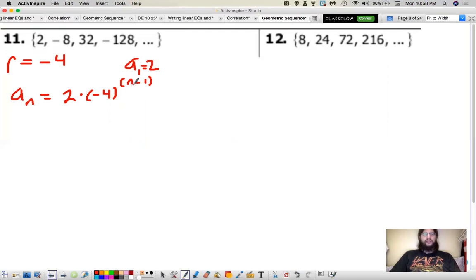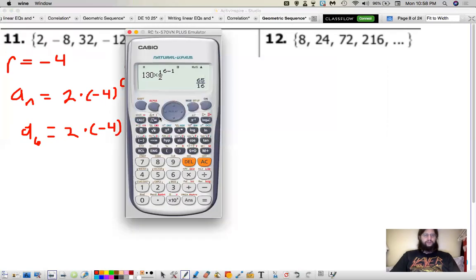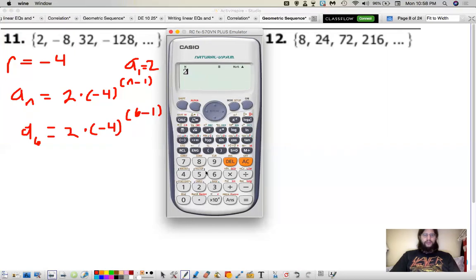And if this is an even number, it should be positive. But if we type an even number without these parentheses, it will be negative. So make sure with those parentheses, negative. Just put them all the time. Just be safe. They don't hurt, so just use them. Two times -4 raised to the 6 minus 1. And we should get -2048.